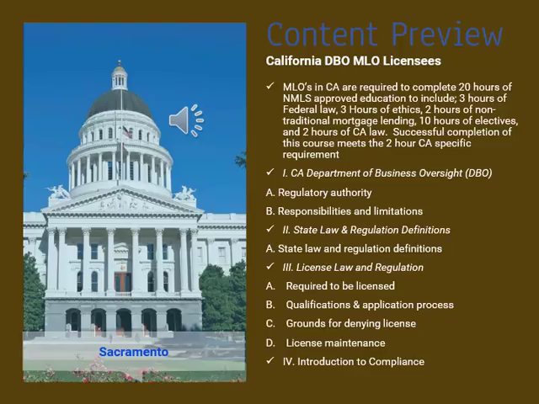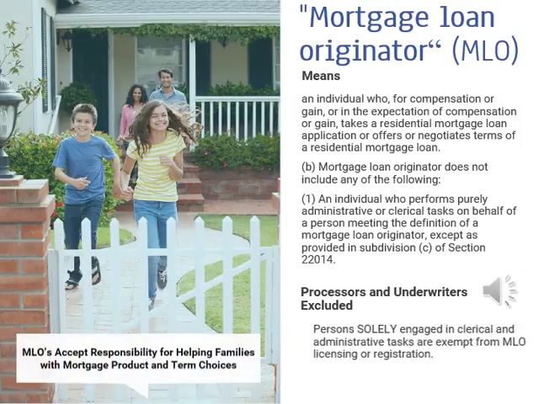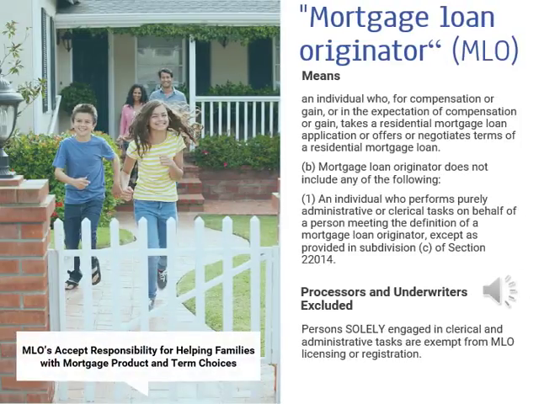The topics: 1. Regulatory authority of the Department of Business Oversight, responsibilities and limitations of the department. 2. State law and regulation definitions. 3. License law and regulation: who's required to be licensed, qualifications and application process, grounds for denying a license, and license maintenance. And finally, 4. Introduction to compliance. MLOs accept responsibility for helping families with mortgage product and term choices.